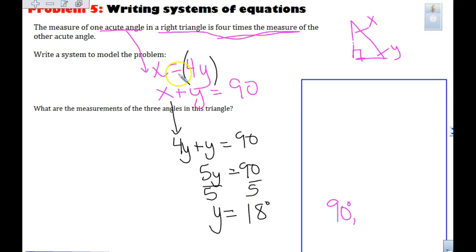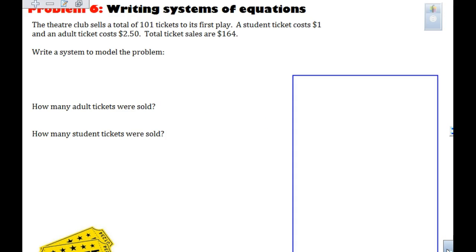Could we easily find out what the other angle is? So I have 90, I have 18 degrees. Can I take 90 minus 18? Would that give me the other angle? Yeah. Could I take 18 times 4? Yes. Does it matter which way you do it? Nope. So if we're taking 90 minus 18, we end up with 72. So those are my 3 angles. These are my 2 equations. Okay? Last one before we start on your homework.